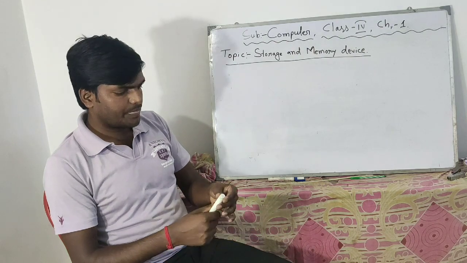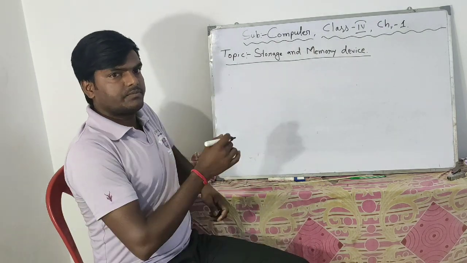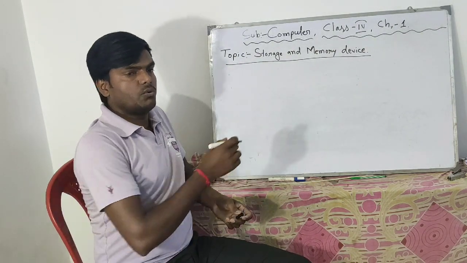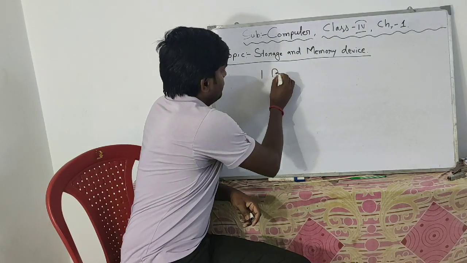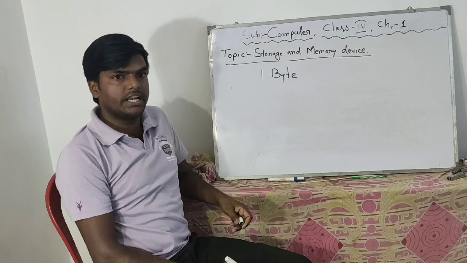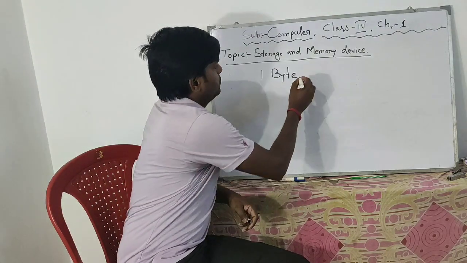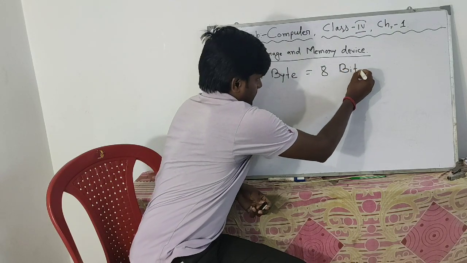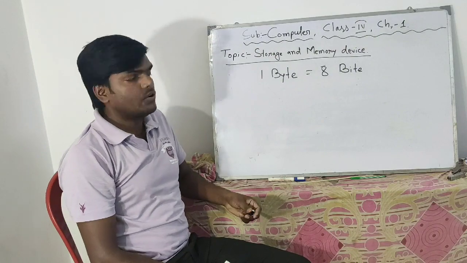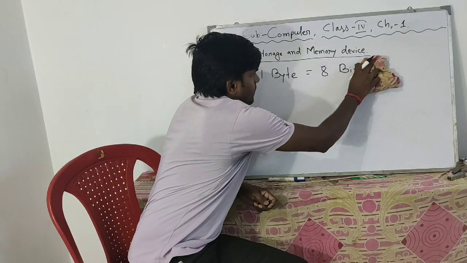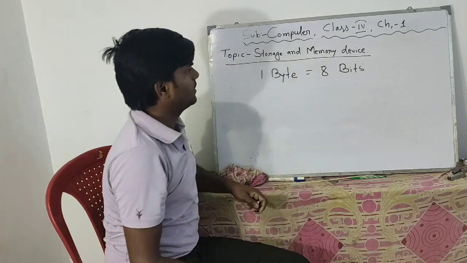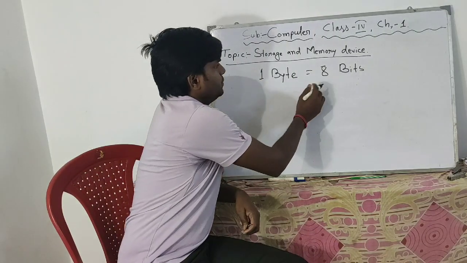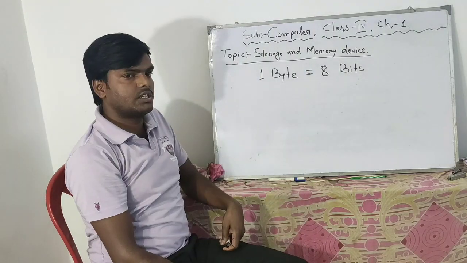Okay, so memory size. Memory size will be stored like that only. So 1 byte, clear? 1 byte equal to 8 bits. One byte equal to 8 bits.